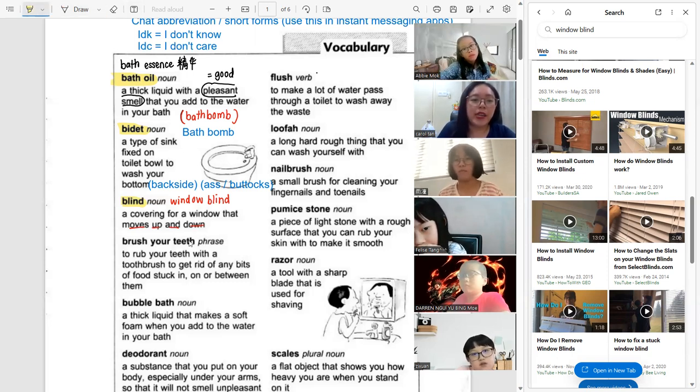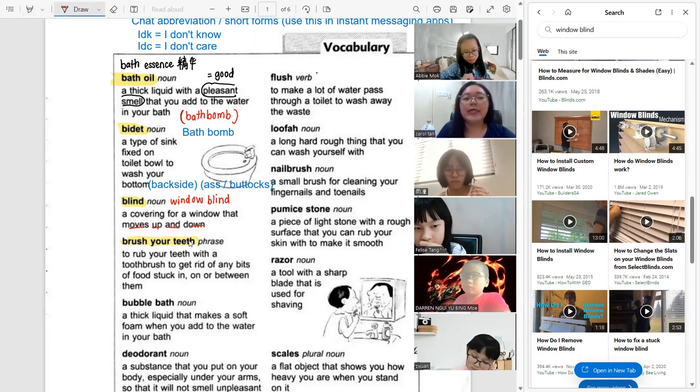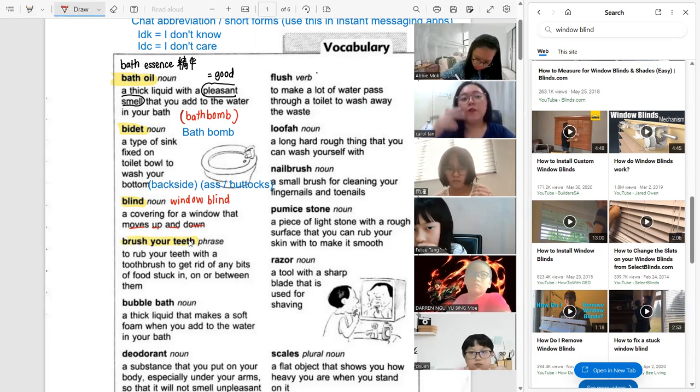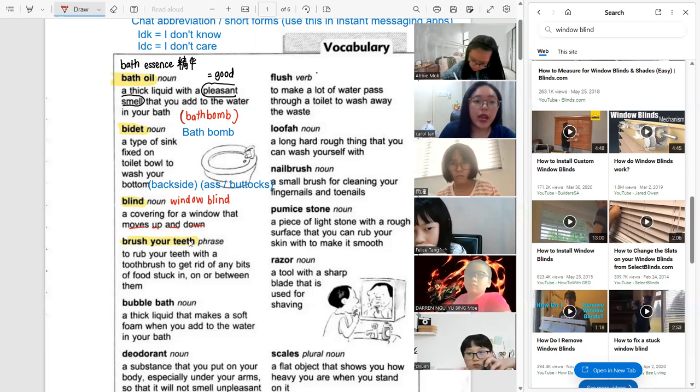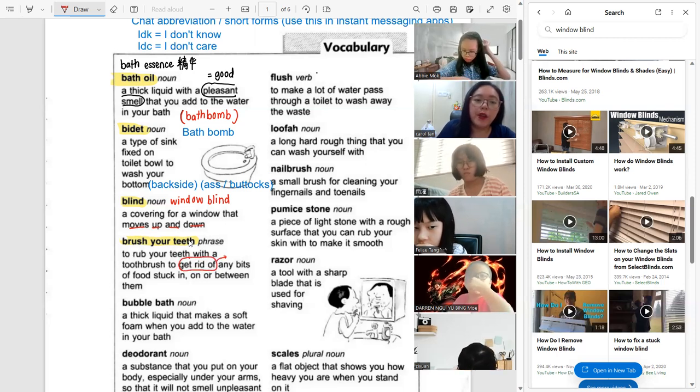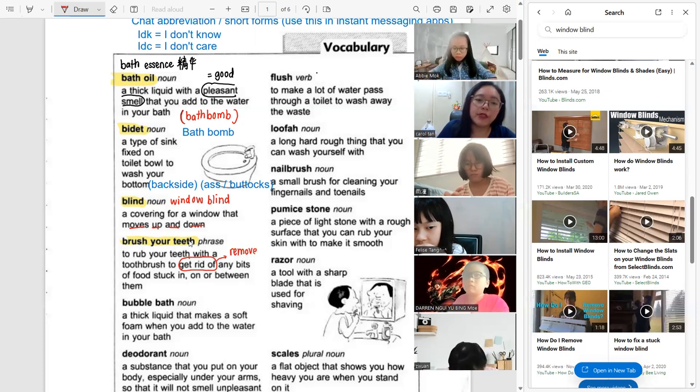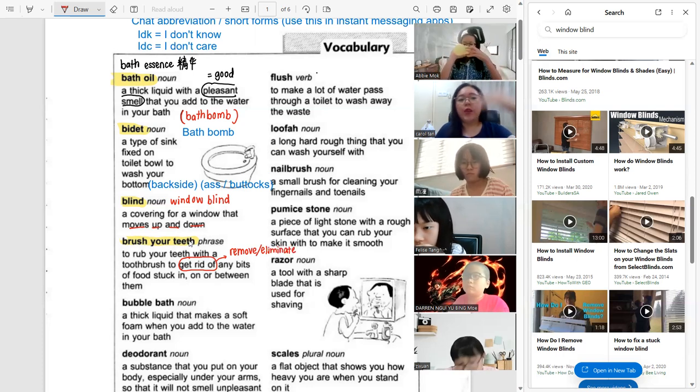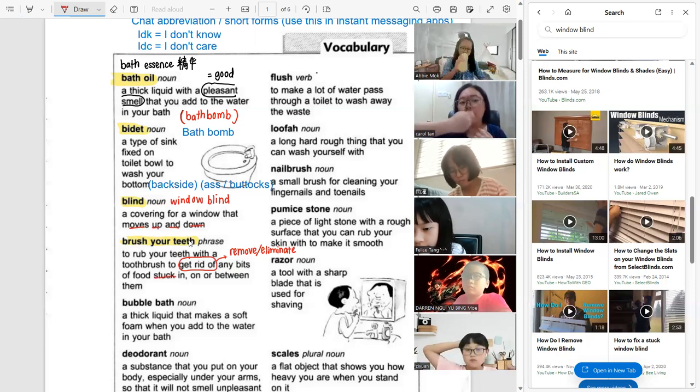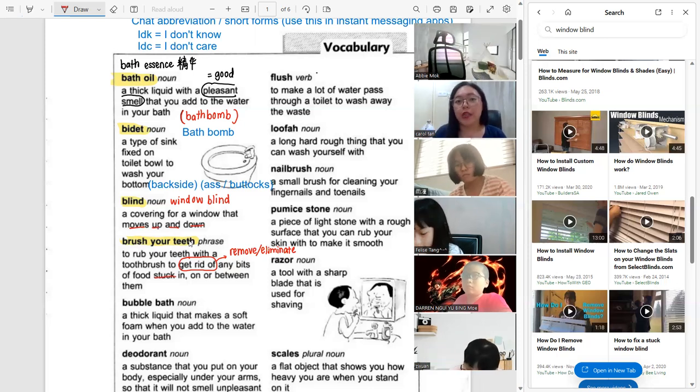All right, brush your teeth. This is very easy. This is a phrase. What is a phrase? A phrase is made of two or more words. To rub your teeth with a toothbrush to get rid of, you can circle the words get rid of, it means to remove or to eliminate. Means like 去除 in Chinese, okay? To remove any bits of food stuck in, on, or between them. So we need to brush our teeth, right?